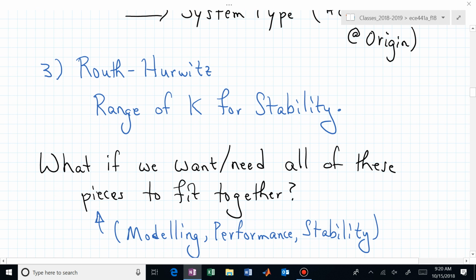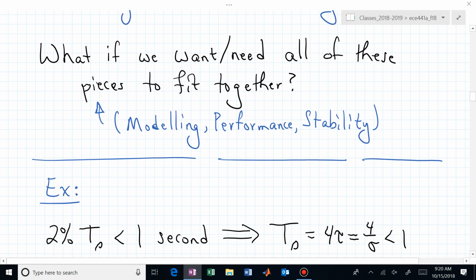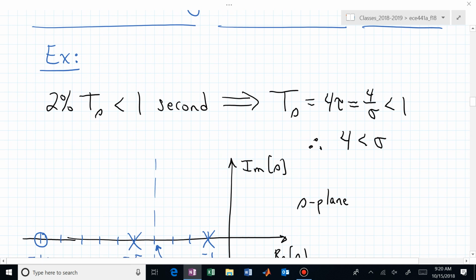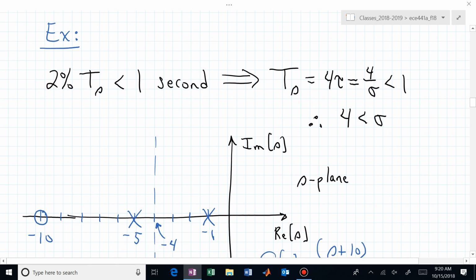Now, what if we want to put all of these pieces together? We have modeling, we have performance, we have stability. Now what do we do? Well, that's where we're headed. But here's an example, let's say from exam number 2. Suppose now we say we want a 2% settling time less than 1 second. Well, you know the drill.